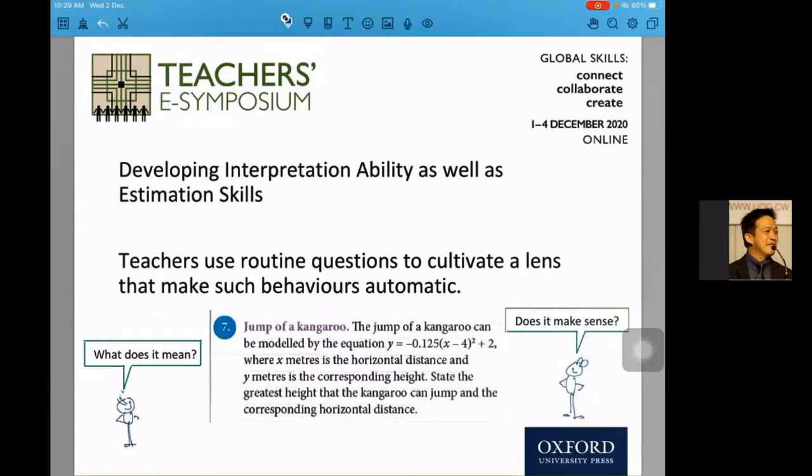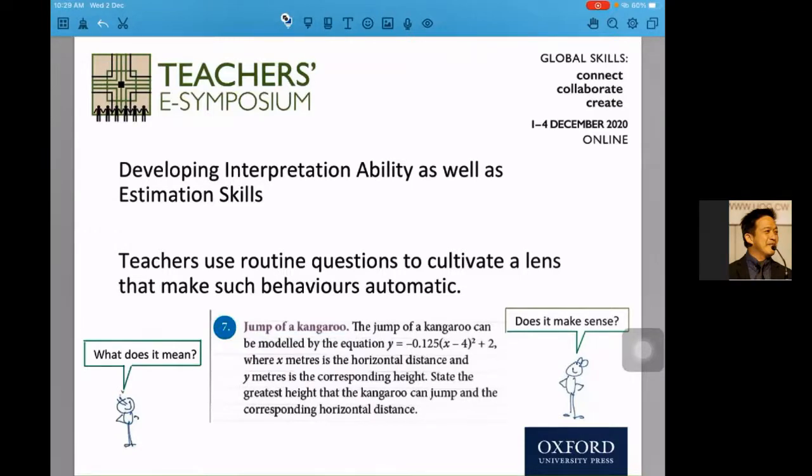What does y equals 0 mean? Oh, it means that the kangaroo is on the ground. That would mean before he starts leaping and when he lands. Do students ask questions like that? Interpretation skill. Do they have that?